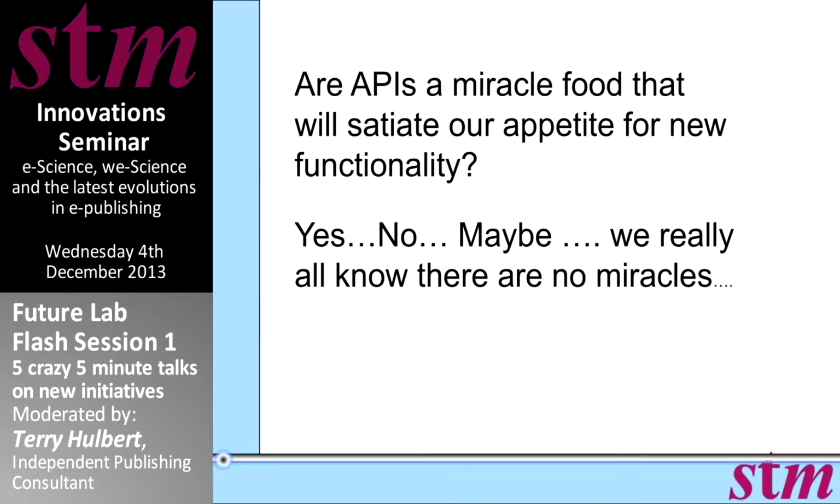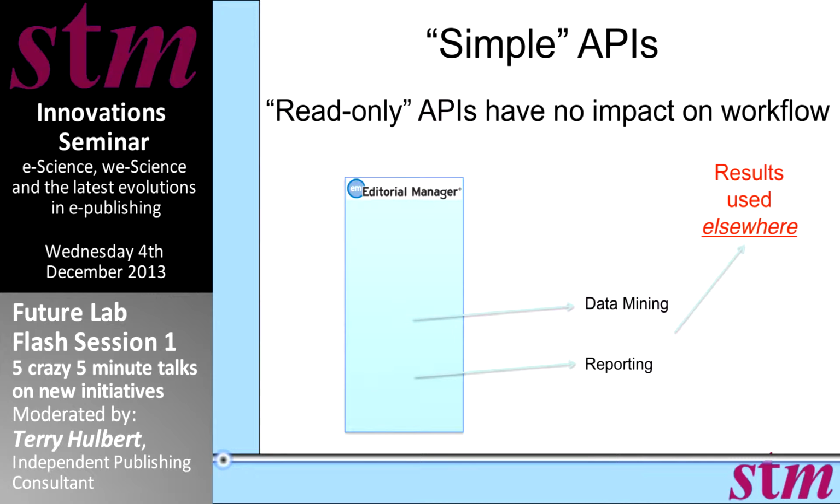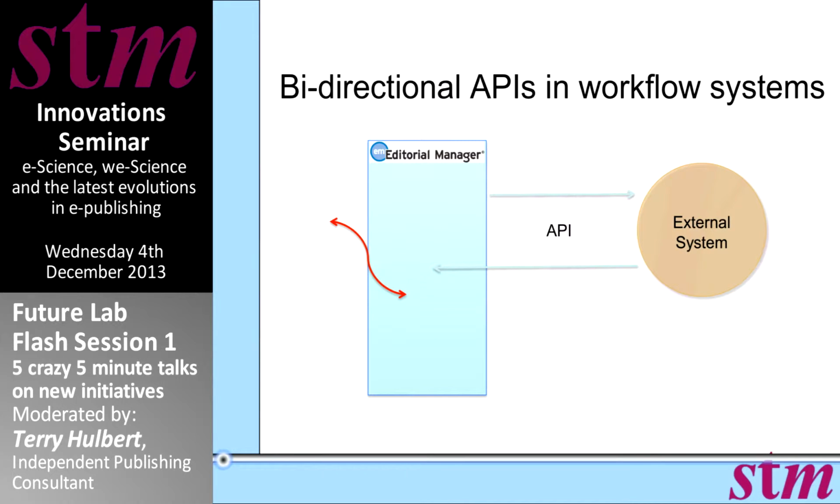So it's sometimes claimed that APIs are the solution for everything to do with software development. But when it comes to workflow systems, the reality is a little different. Unless they're coupled with context-sensitive workflow, they're not that useful. The simplest case is an API that extracts data for data mining or reporting, and the results are used elsewhere. But for APIs to be really useful, they need to be bidirectional. So a workflow system like Editorial Manager sends a request for data, data are returned, but that creates a step in the workflow or a user interaction that needs to get reflected in the interface.